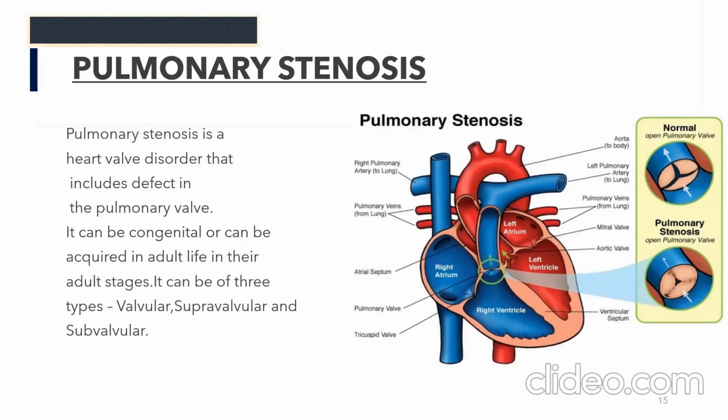So, the pulmonary stenosis is a heart valve disorder that includes defect in the pulmonary valve. It can be congenital or acquired in the adult life. It can be of three types: valvular, supravalvular, and subvalvular. If the stenosis occurs at the main artery, then it is called supravalvular. If the stenosis occurs in the infundibulum part, then it is called subvalvular pulmonary stenosis.